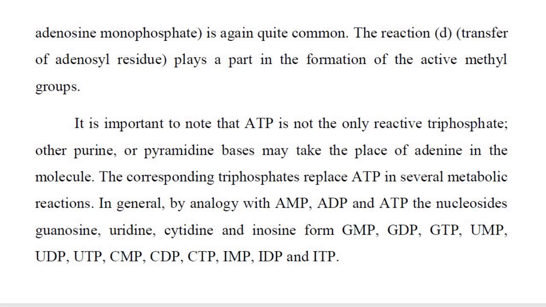So it is important to note that ATP is not the only reactive triphosphate. Other purine or pyrimidine bases may take the place of adenine in the molecules. The corresponding triphosphates replace ATP in several metabolic reactions. In general, by analogy with AMP, ADP and ATP, the nucleosides guanosine, uridine, cytidine and inosine form GMP, GDP, GTP, UMP, UDP, UTP, CMP, CDP, CTP, IMP, IDP and ITP. So don't worry about these abbreviations. These abbreviations are very simple. You just know ATP, then you will understand everything.